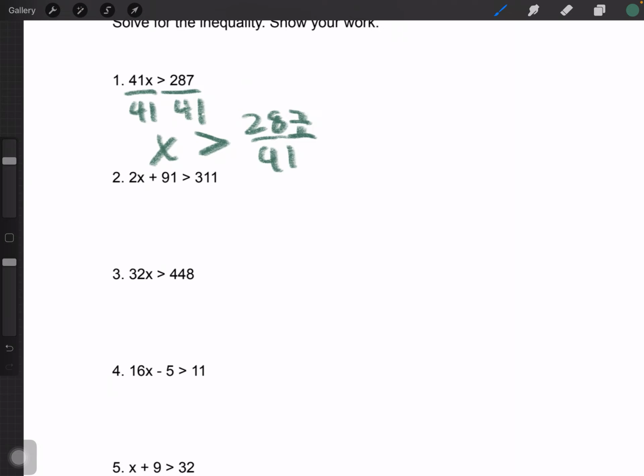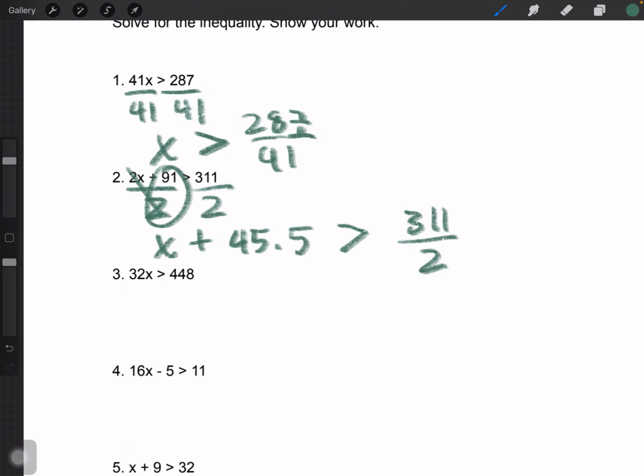Now the second one, let's see. When you're looking at problems like these that have multiple operations being done to the x, you want to see what you can undo without completely making it very, very complicated. For example, if you divide both sides by 2, you're going to be left with x plus 91 divided by 2, which is 45.5. That's not true. Wait. Yes, that is true. And 3 is greater than 311 over 2, which is just a complete mess.